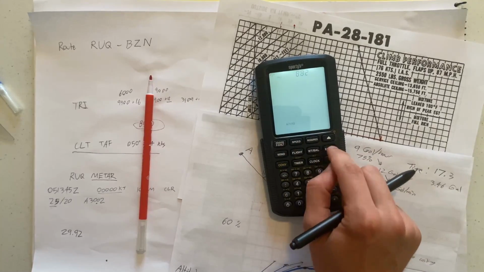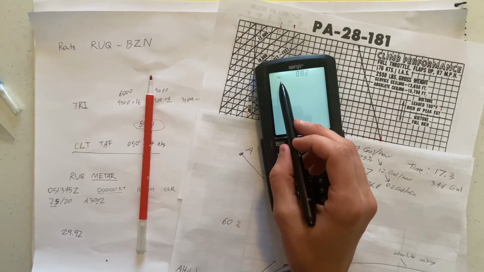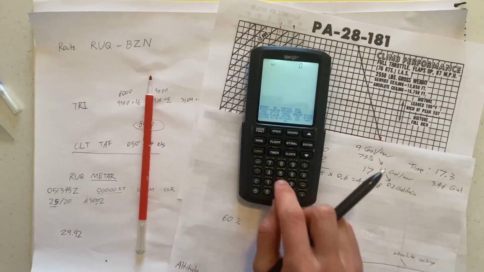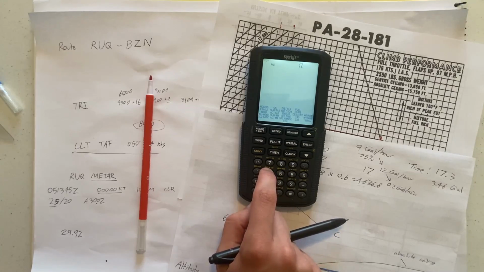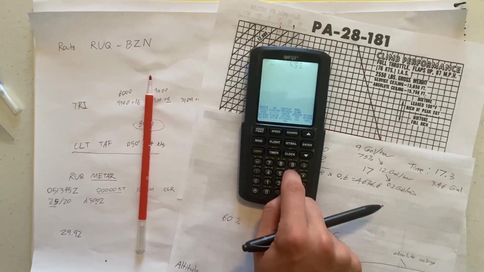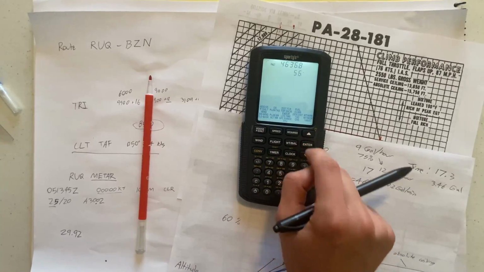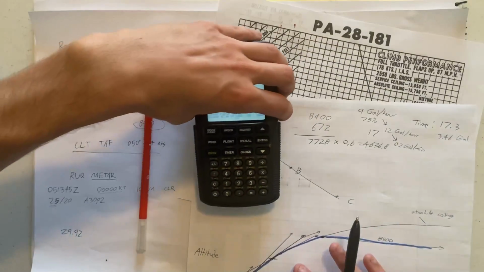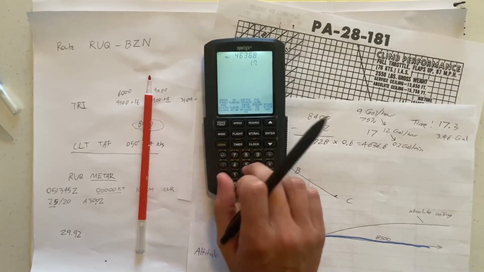Actual true airspeed. Pressure altitude. Hey, look at that, we already calculated it. At 60% of our climb, our pressure altitude is 4,636.8. Our temperature outside, 17 is what we came up with, 17 degrees Celsius.